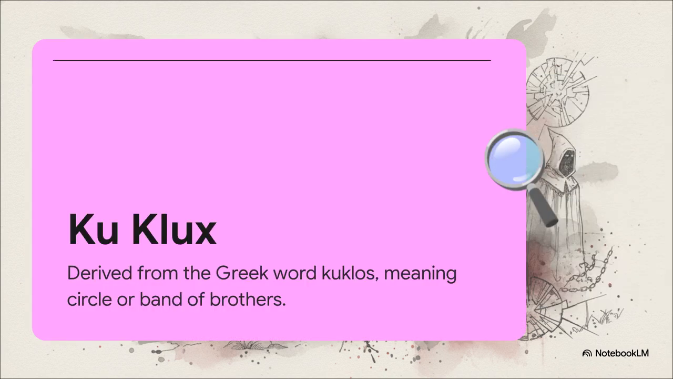Let's start with the name itself. The term Ku Klux actually comes from the Greek word kuklos, which basically means a circle or a band of brothers. Back in December 1865, right after the Civil War, 6 Confederate veterans in Pulaski, Tennessee founded the group and tried to frame it as just a fraternal social club. They tacked on Klan just for the alliteration. But as you can imagine, this so-called social club morphed into a violent vigilante group almost immediately.